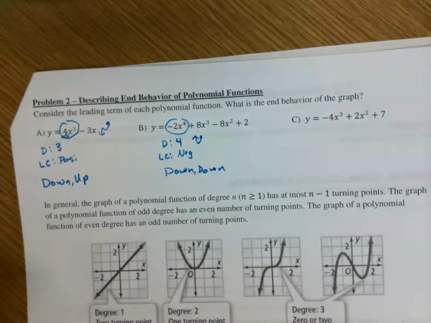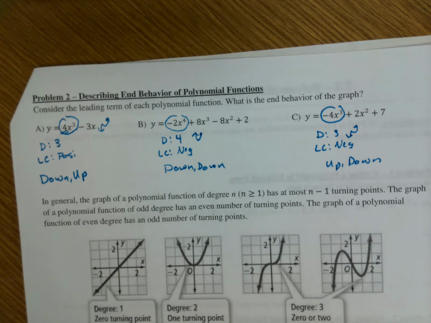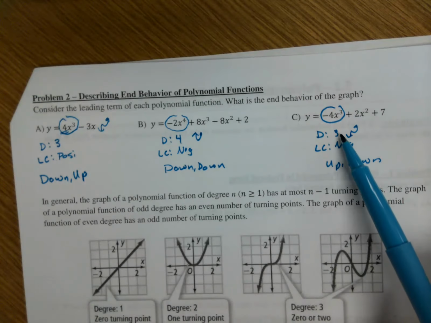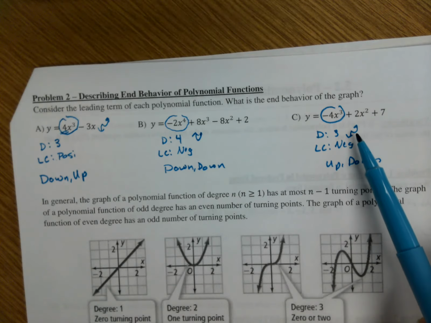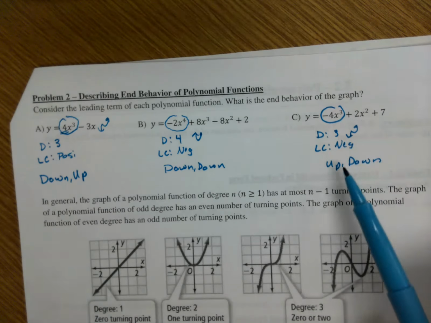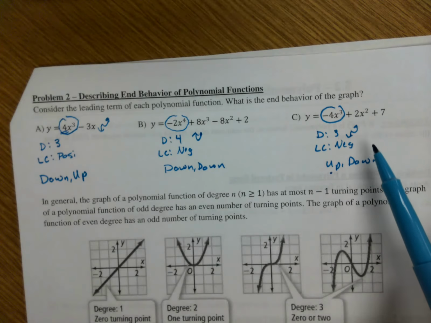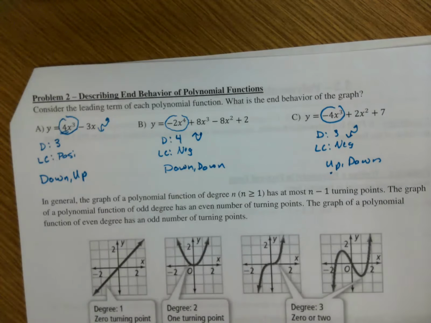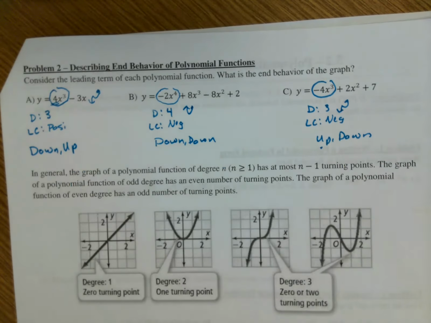Right now I want you to pause the video and try to do C by yourself. Your degree is 3, your leading coefficient is negative, so that's where it flips the arrows. So instead of pointing down, the negative will now point it up, and instead of pointing up, the negative will point it down.